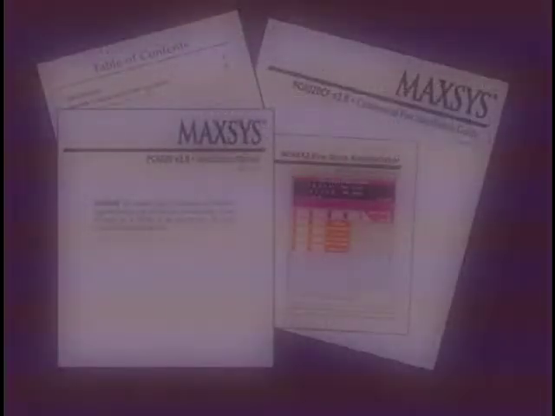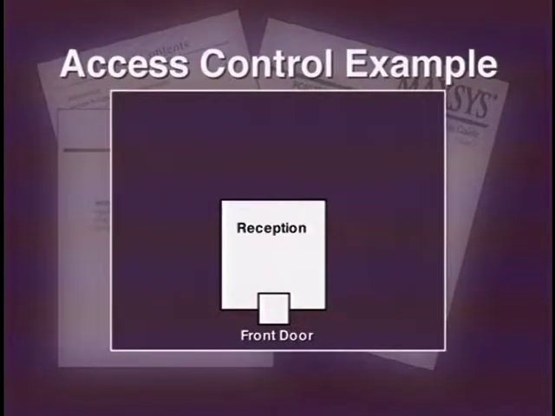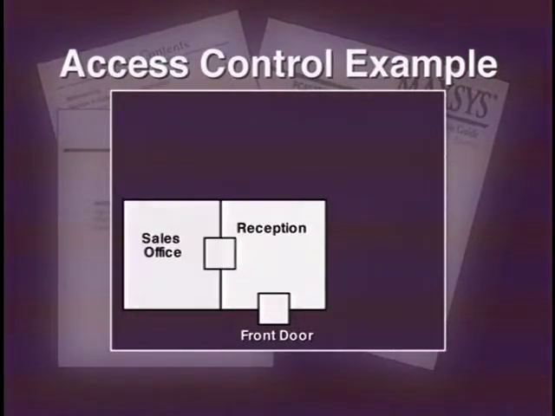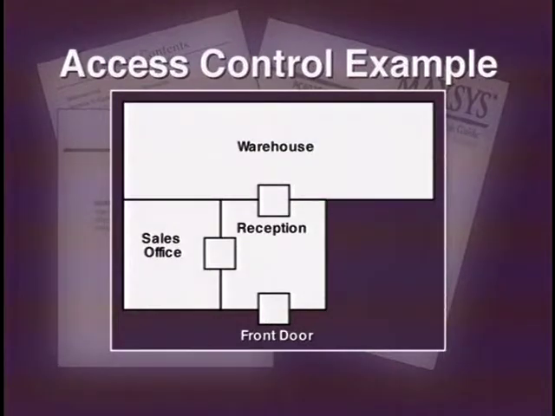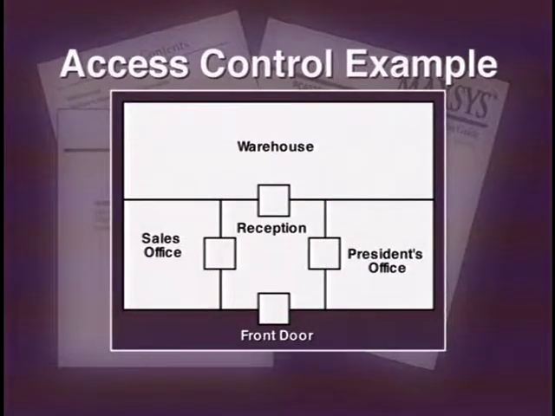In our example, we will use a simple 4-partition system with a reception area, sales office, warehouse, and president's office. There will be a total of 4 readers: the front door, sales door, warehouse door, and president's door. In this example, we will look at scheduling when different users have access to the 4 doors on the system.